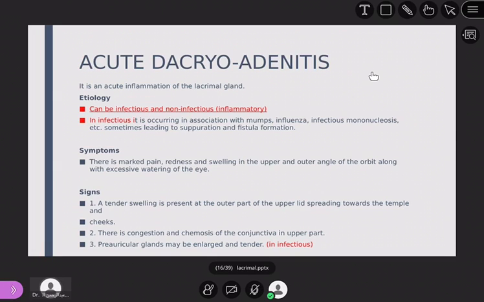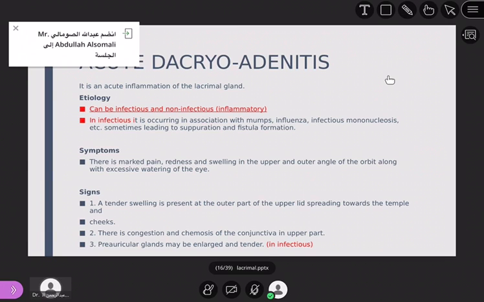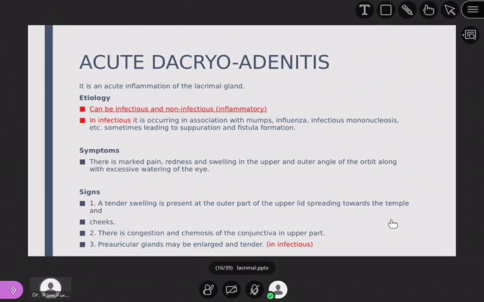Symptoms: there is marked pain, redness, and swelling in the upper and outer angle of the orbit, along with excessive watering of the eye. There is redness and swelling in the upper and outer angle of the orbit because this is the place where the lacrimal gland is. Signs: a tender swelling is present at the outer part of the upper lid, spreading towards the temple and cheeks. There is congestion and chemosis of the conjunctiva of the upper part. Pre-auricular lymph nodes may be enlarged and tender in the infectious type, not in the inflammatory.